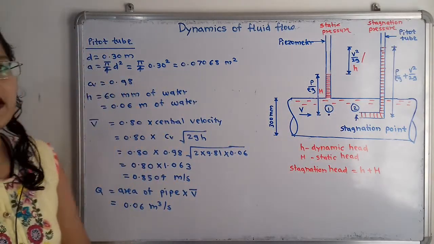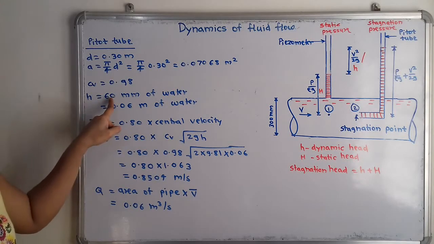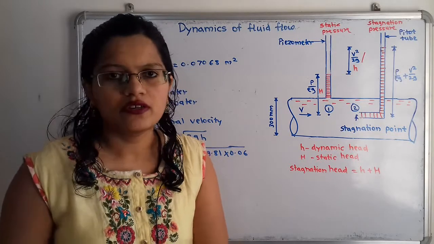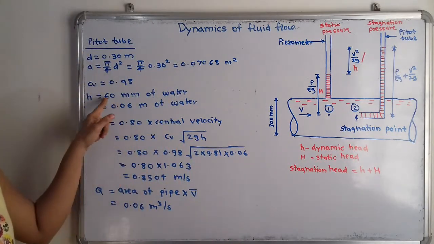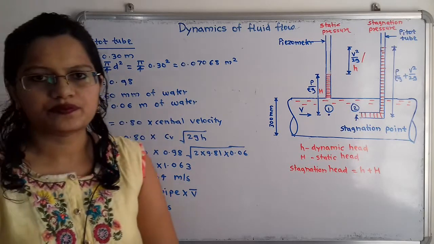Now here the coefficient of pitot tube is given, that is 0.98. So its notation is CV. Now H is also given in millimeter of water. So we have to convert it into meter. So divided by 1000 we have to take, that is 0.06 meter of water.